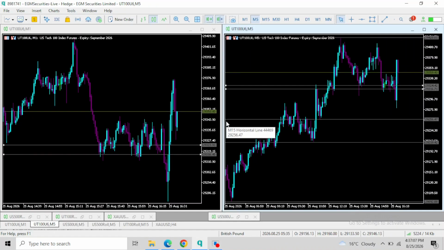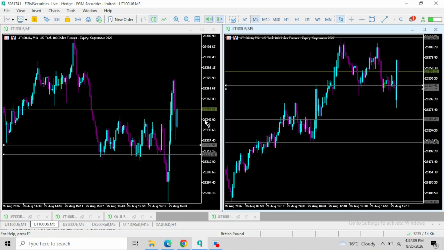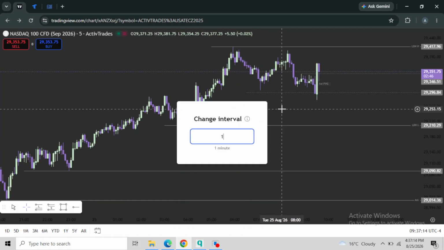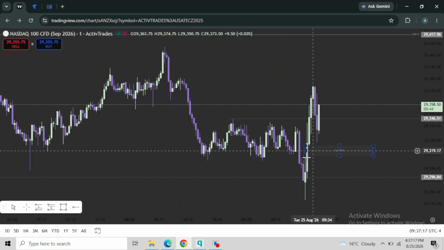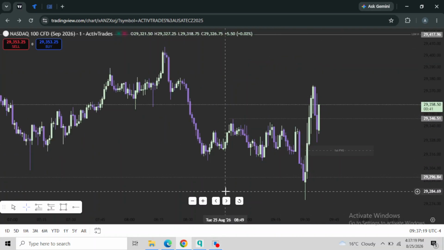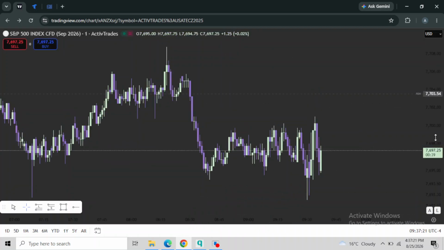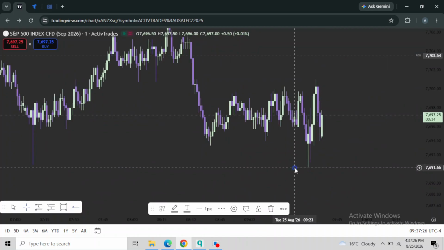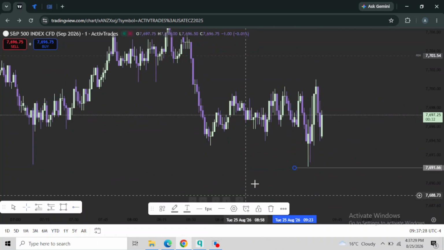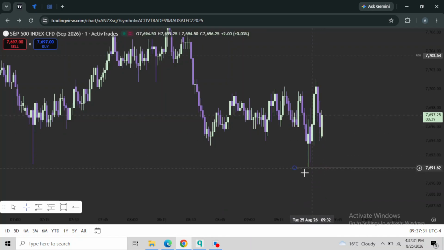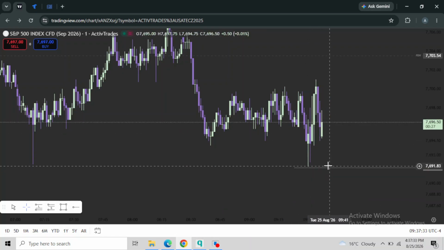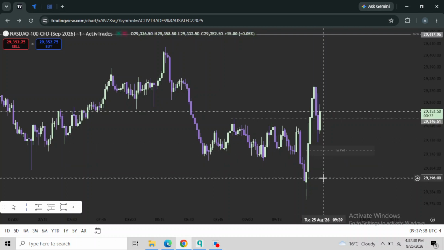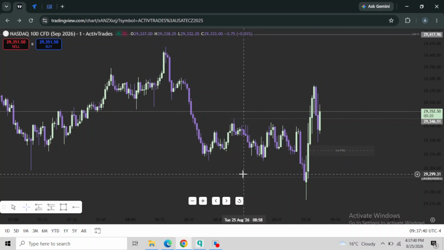I'm looking for some buys. If this fair value gap is retested and ES sweeps these lows over here, so I'm looking for ES to sweep this 9:30 market open lows, while Nasdaq remains above, retesting this fair value gap, I will enter.